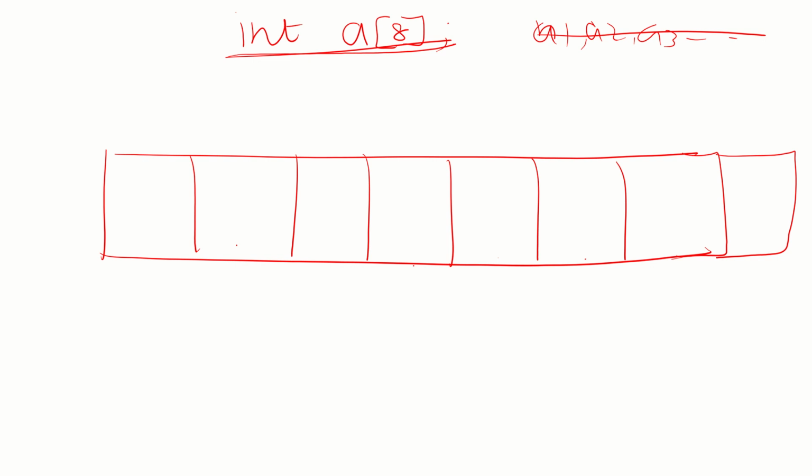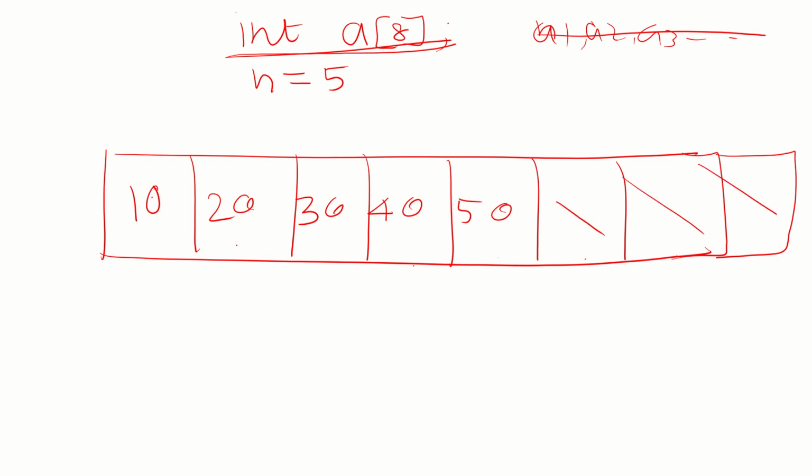And it is not necessary that you have to store 8 elements. If you say n is equal to 5, you are going to store only 5 elements: 10, 20, 30, 40, 50. And the remaining memory locations are left empty. If you want, you can store something later. So everything is accessed by the same name. Yes. So how is it accessed?